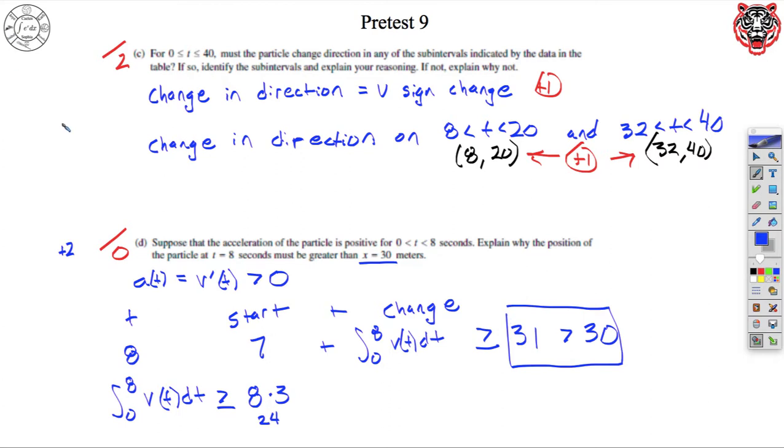Right, and because of how you score this one, you might not get any points for this. If you said just this right here, that's plus 1 point. And if you say the position at 8 is strictly greater than 30, and you have a decent explanation of how to get that position at 8, then you can give yourself plus 1. Are there questions on how to score this one?